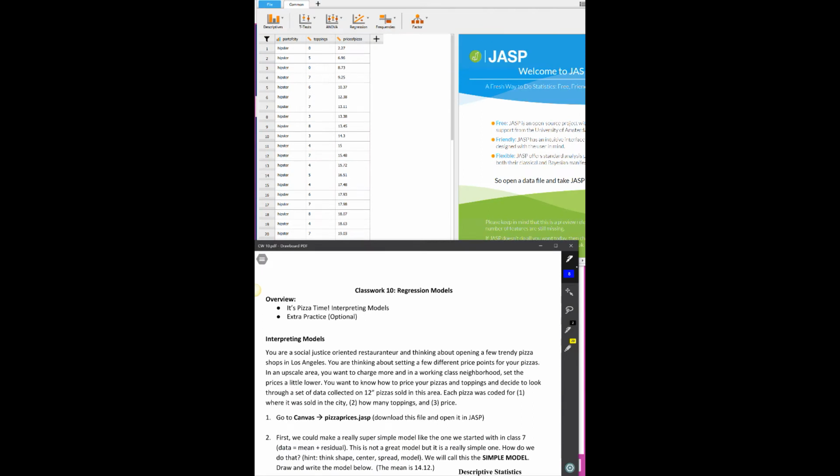So here we have the data set. We can see in the data file that the pizzas are coded for the part of the city, the number of toppings, and the price of the pizza. In the data set, each row, or each case, represents one 12-inch pizza. So let's look at pizza number 15. This pizza was ordered in a hipster part of town, had 4 toppings on it, and cost $17.48. So each of these cases tells us about one pizza in the data set.